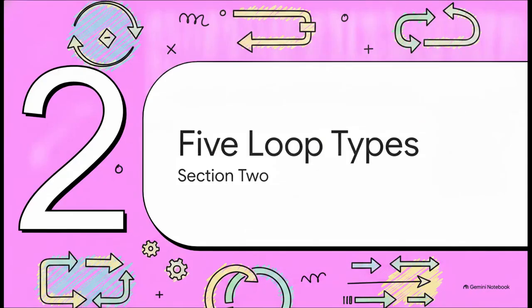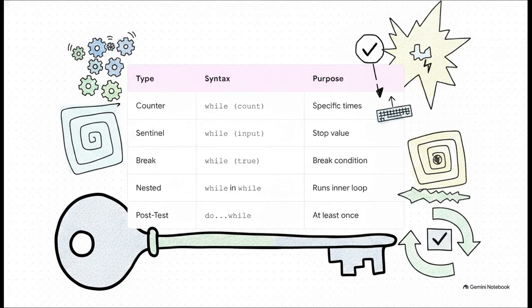Moving on to Section 2, the 5 types of while loops. Now, with that safety check out of the way, let's build our language-agnostic foundation. What's really interesting here is how these 5 structures act as our universal master keys to looping. First, we have the counter-controlled loop, which repeats a specific set number of times using a variable that increments. Next up is the sentinel-controlled loop. This one repeats until a very specific stop value is entered by the user.